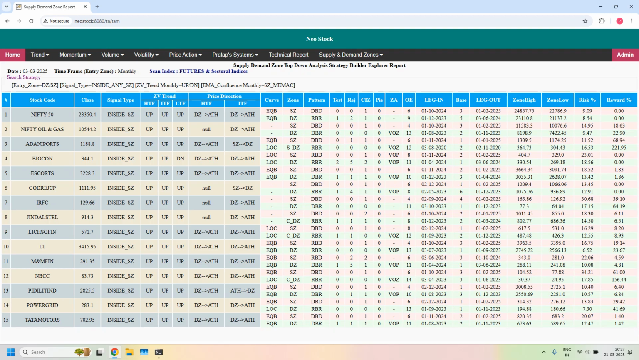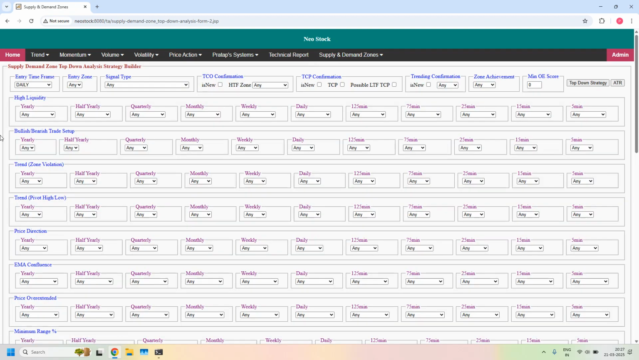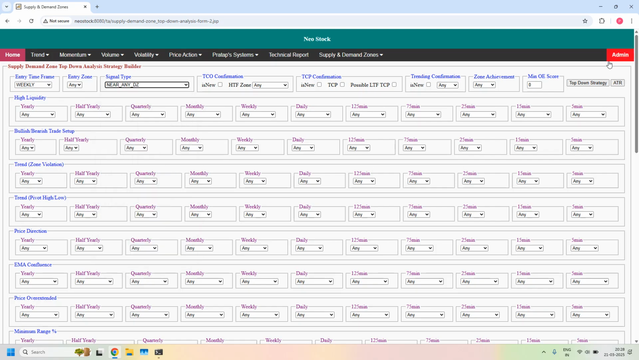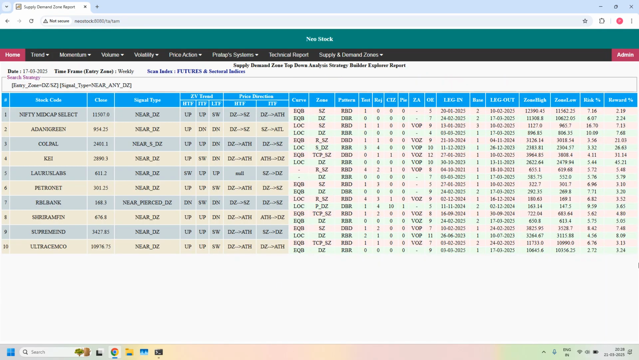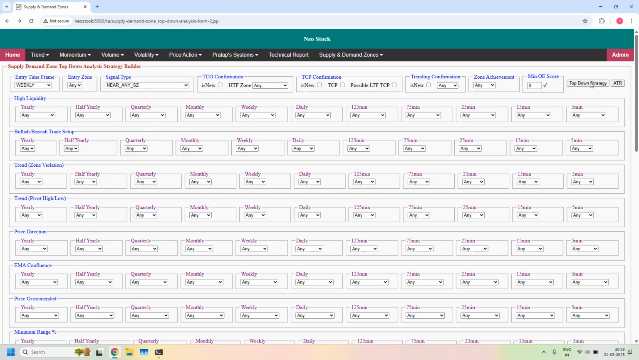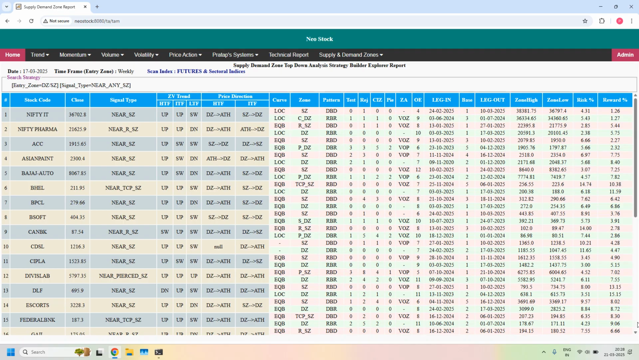So this is about a monthly time frame. Next time frame is a weekly. And also remember, today is the end of the week. So I'm going to generate a few additional reports for weekly time frame. For weekly time frame, stocks near weekly demand zone, we got 10 stocks. Next, stocks near weekly supply zone, first 15 stocks in the list.